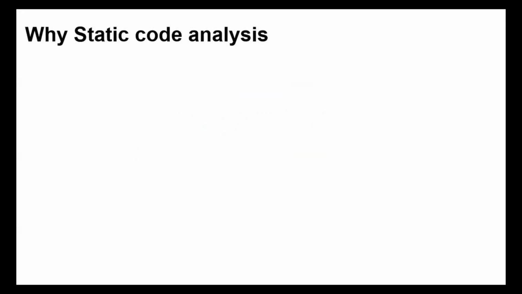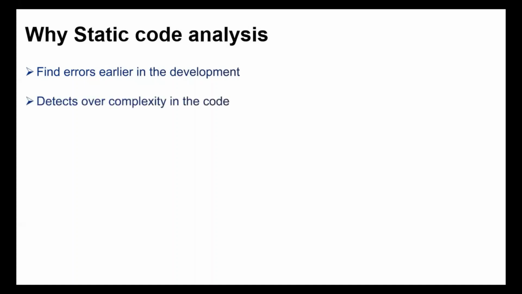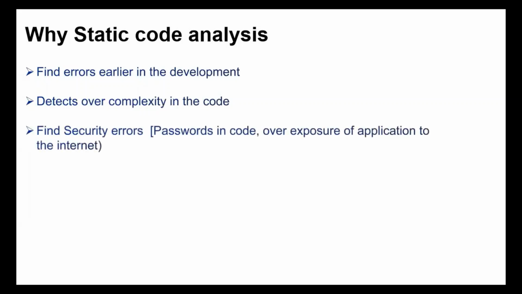So we will try to understand why we need static code analysis. First and foremost, it is very helpful for developers if errors are identified earlier in the development process rather than at a later stage. It helps in detecting over-complexity in the code so that the code can be simplified as much as possible. It will help in finding security errors, if any passwords are exposed in the code, or if the application is overexposed to the internet. All those bottlenecks can be identified from static code analysis.